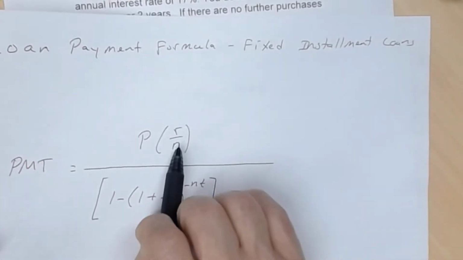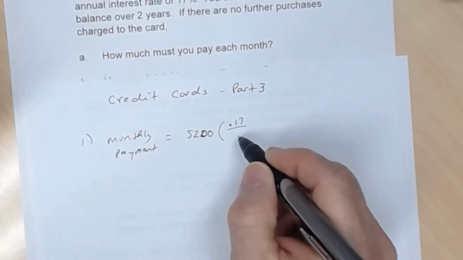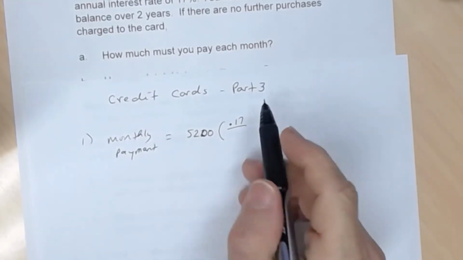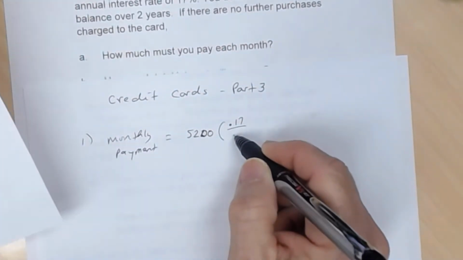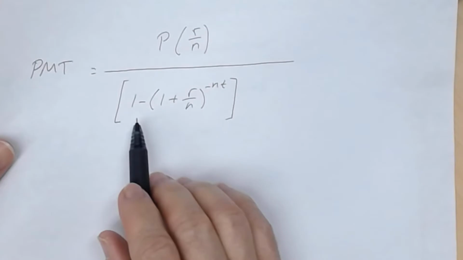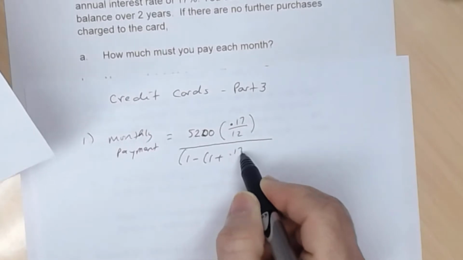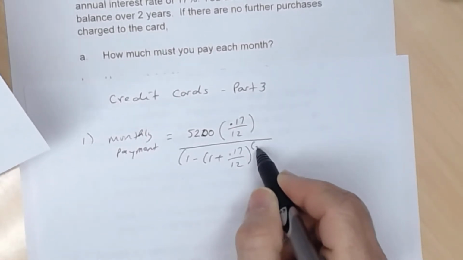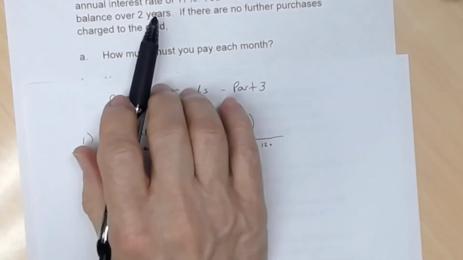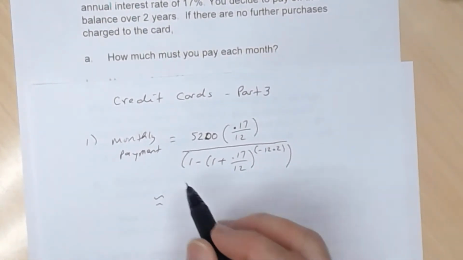times the rate divided by N. So the rate's 17%. You've got to write this as a decimal, 0.17, divided by N. N is the number of installments each year, so it'll be 12, divided by 1 minus, parentheses, 1 plus 0.17 divided by 12, raised to the negative 12 times, and this is for 2 years, so T is 2, and then close. Now use your calculator to figure out what that is.